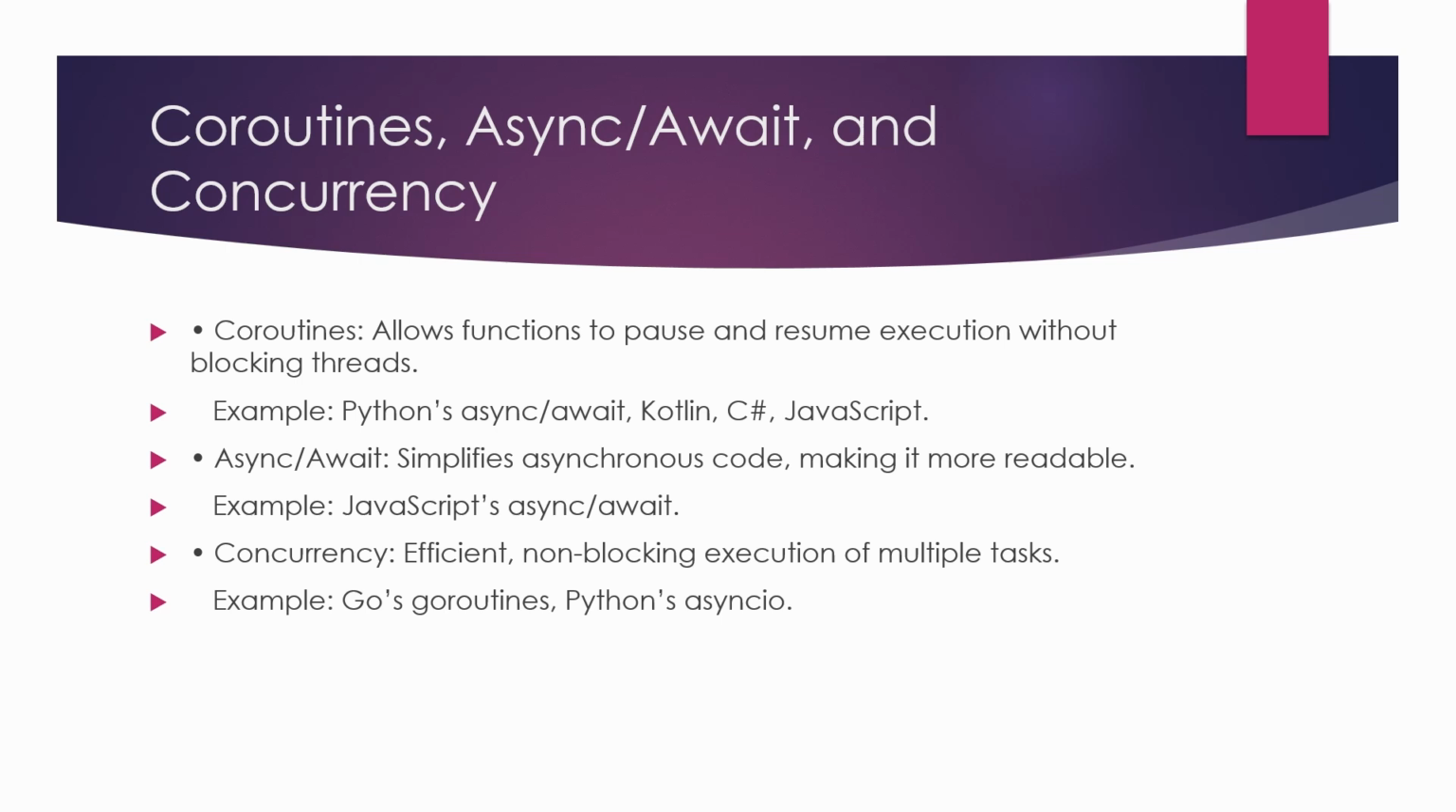callback mechanisms. Async await is a feature that simplifies asynchronous programming. It makes the code more readable and avoids the complexity of callbacks by allowing developers to write asynchronous code in a synchronous manner. And when we talk about concurrency, we are referring to the ability to execute multiple tasks simultaneously. This allows for more efficient use of system resources and better performance.